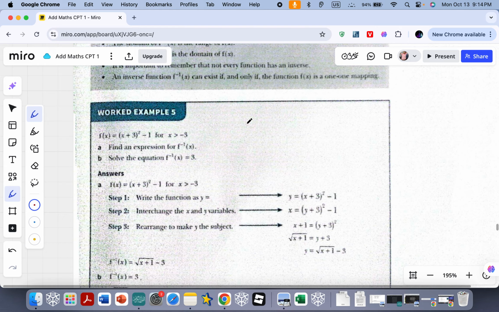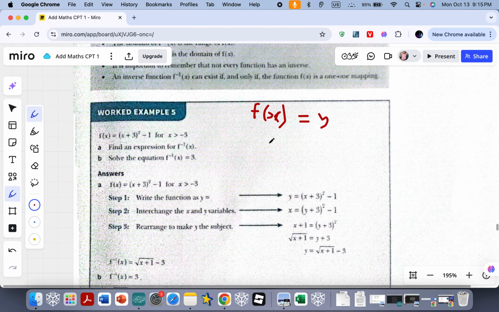For inverse, there are three rules we need to know. The first rule is that we should replace f of x with y. The f of x they wrote for you, you should replace it with y. Use y to replace f of x when you want to solve an inverse function. That's the first rule. There are three rules. Once you know the three rules, you can do inverse function.